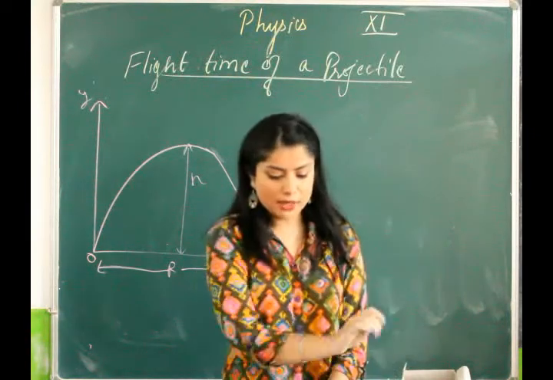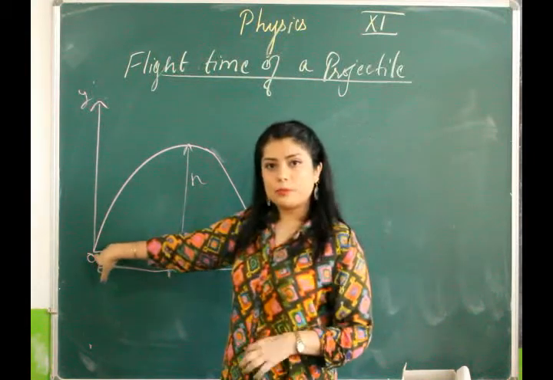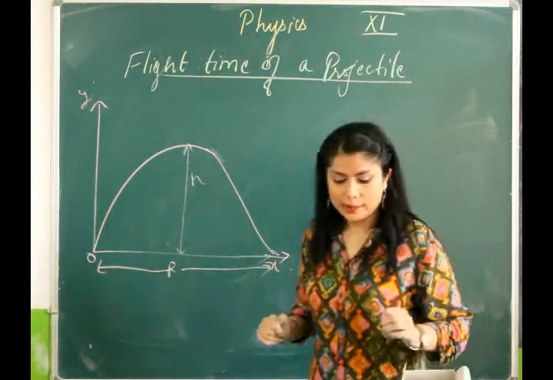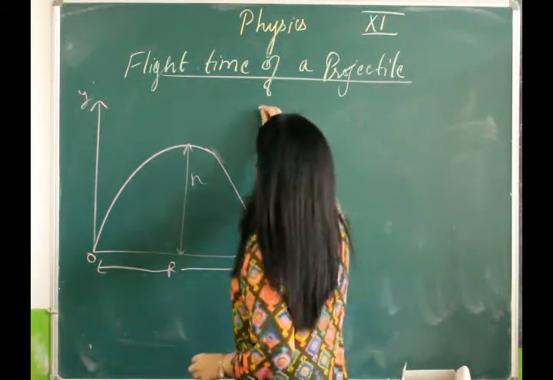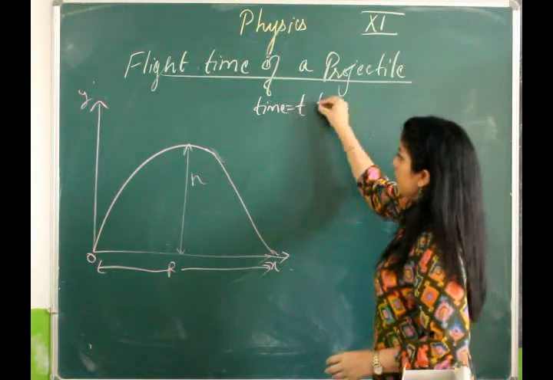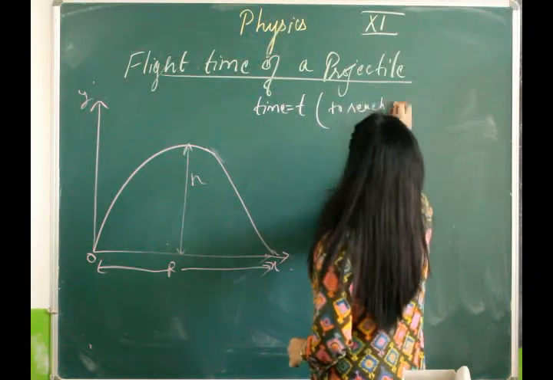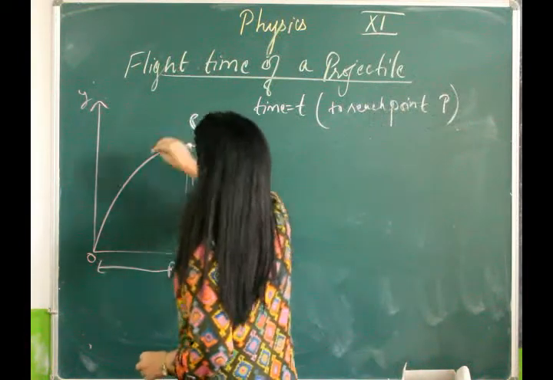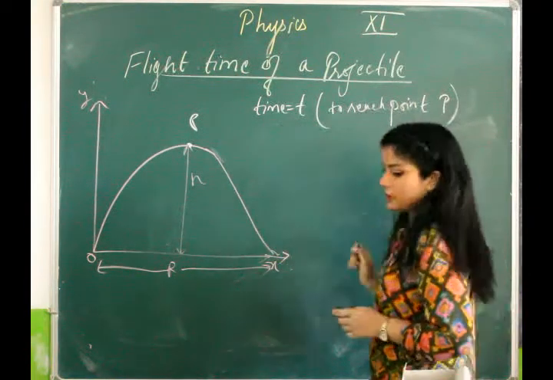Flight time of a projectile means the time taken for an object to reach from the initial point to the final point. That is the time taken for a projectile. So first of all, you can write down time t. Time is equal to t. This time is taken to reach point P. Which is the point P? P is over here. That is the maximum height of the projectile. So time is equal to t to reach the point P.